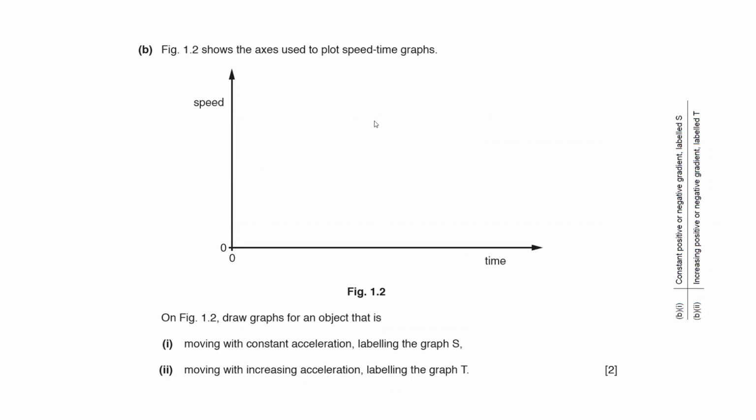Another similar question, but this time you have a speed time graph. You have to draw a graph, so use the screen annotation and complete this graph for an object moving at a constant acceleration, and label that as S. Speed time graph for constant acceleration.